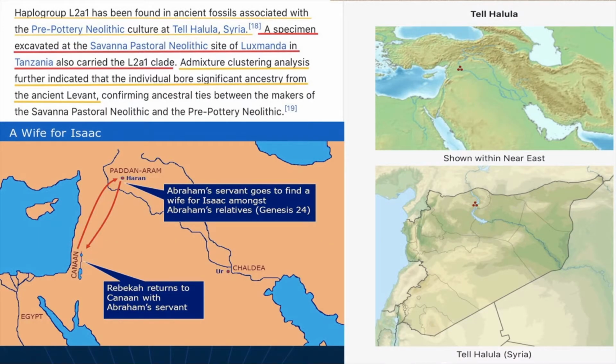And we find L2 in Syria, the exact same region where the matriarchs come from. Haplogroup L2a1 has been found in ancient fossils associated with the pre-pottery Neolithic culture at Tell Halula, Syria. A specimen excavated in the Savanna Pastoral Neolithic site in Luxmanda in Tanzania also carried the L2a1 clade. Admixture clustering analysis further indicated that the individual bore significant ancestry from the ancient Levant.